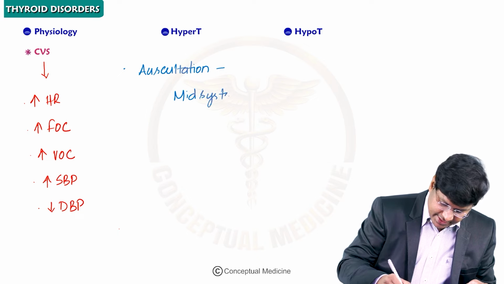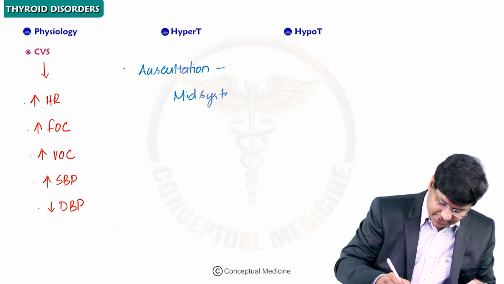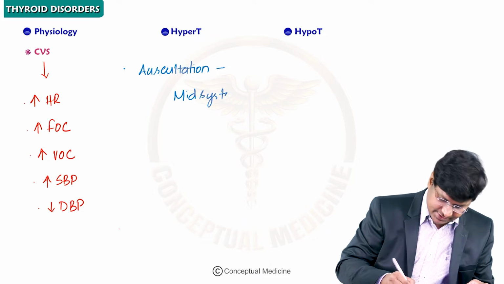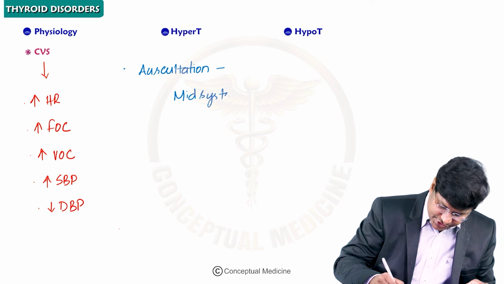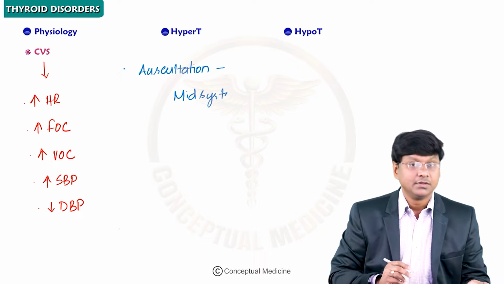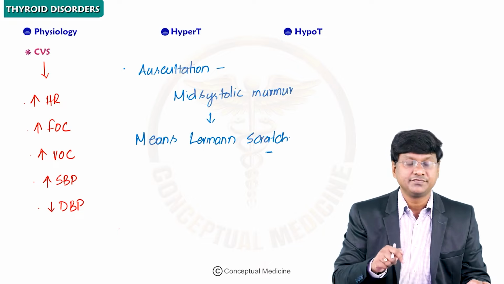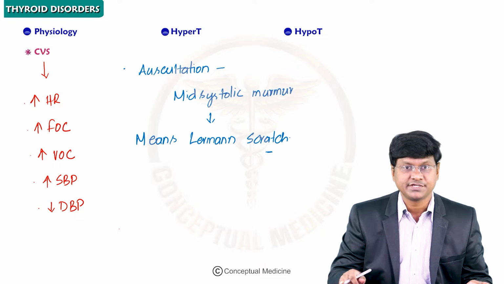And there is a name for this mid-systolic murmur. It is called the Means-Lerman scratch. This is a named murmur, which is a very important multiple choice question.